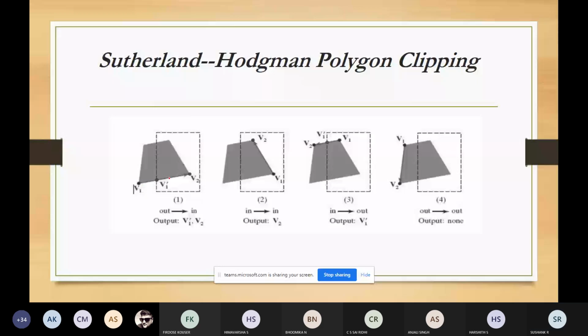Second is both, the complete line is within the clipping boundary. And the third scenario is, see, here the first point is outside and the second point is inside the clipping boundary. So this is the reverse of that. Here the first point is inside the clipping boundary and the second point is outside the clipping boundary, and the last part is both the points are outside the clipping boundary.